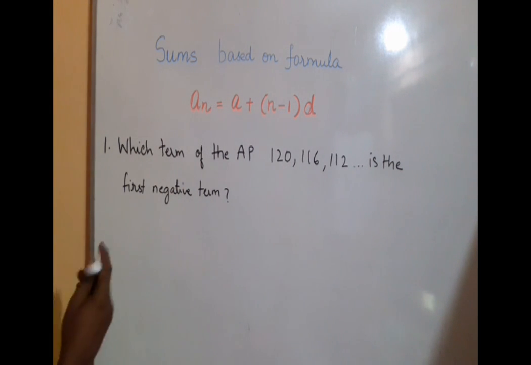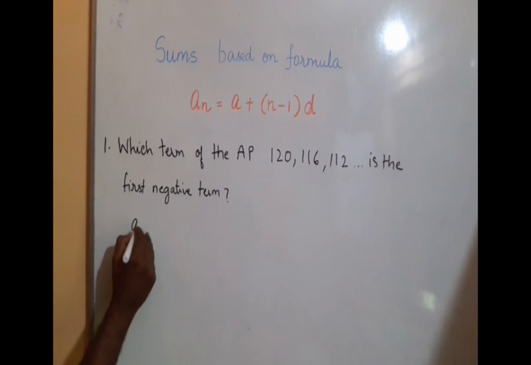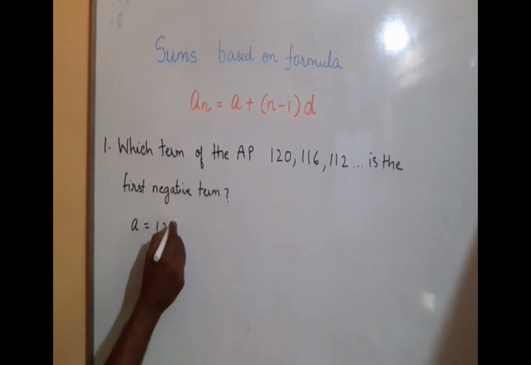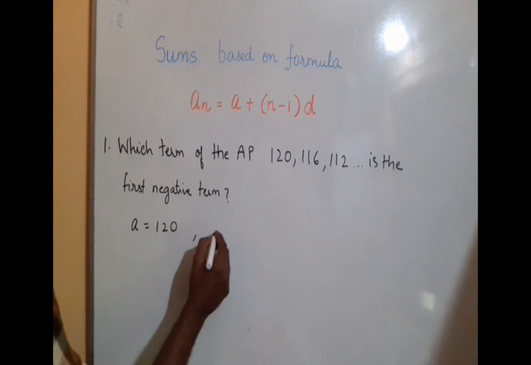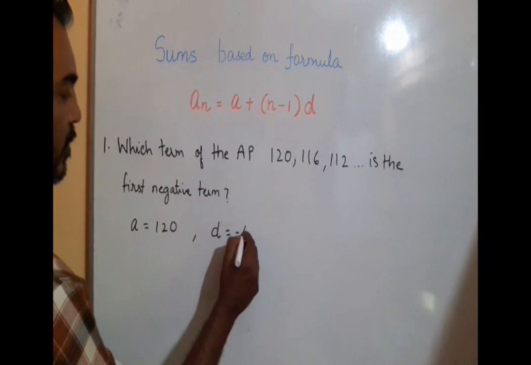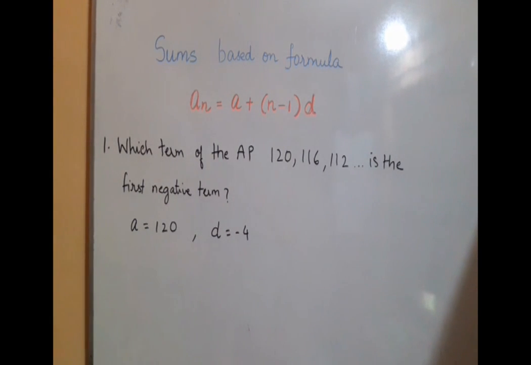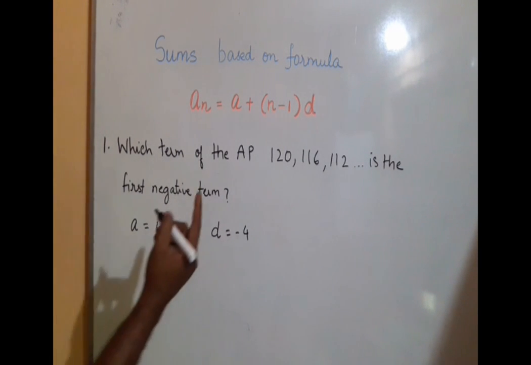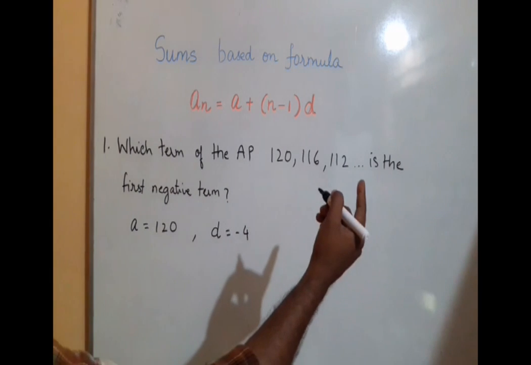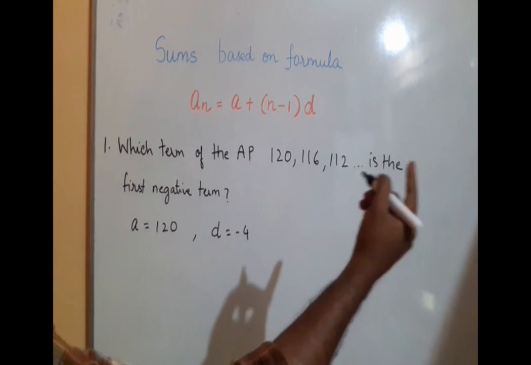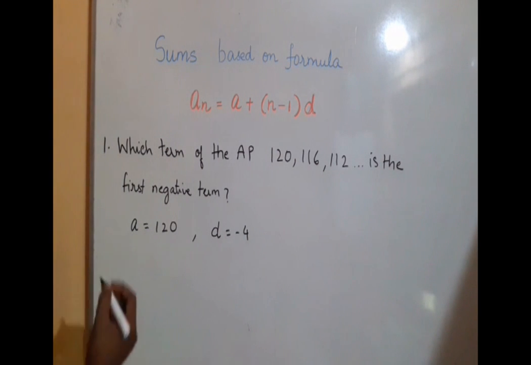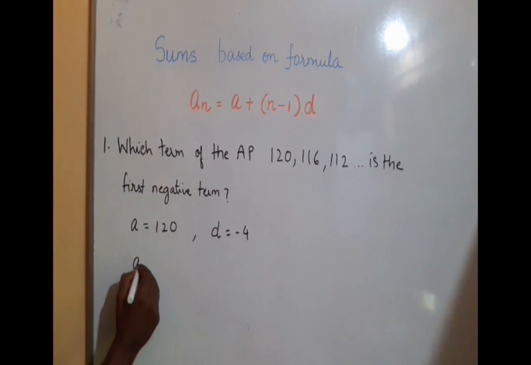So we write down first: the first term a is equal to 120, and the common difference d is equal to minus 4. Now, as we progress further, we will reach 0, and after 0 comes the negative term. So we will try to find out which term of the sequence is 0.